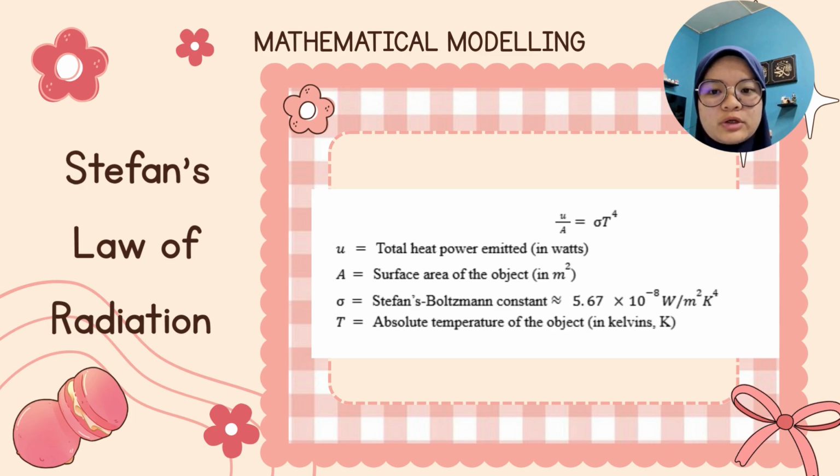Next, we talk about Stefan's law of radiation. The mathematical equation we use here is U over A equals sigma T to the power of 4. U stands for total heat power emitted in watts, A is the surface area of the object in square meters, sigma is the Stefan-Boltzmann constant, and T is the absolute temperature of the object, and it must be in Kelvin.